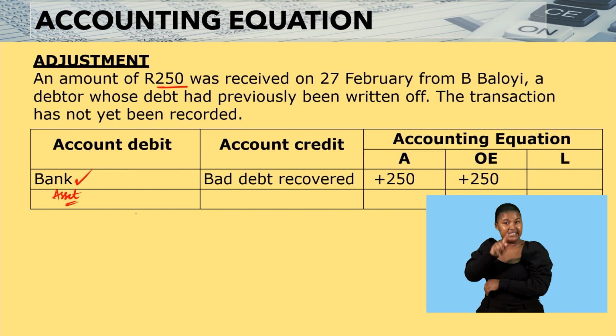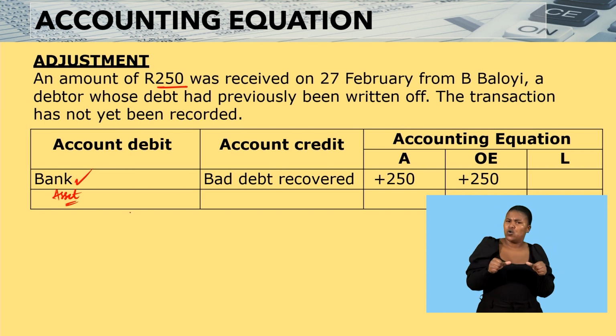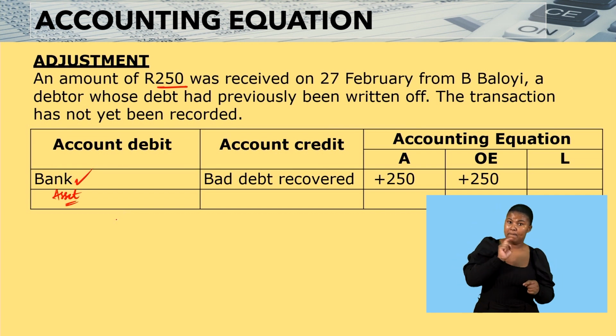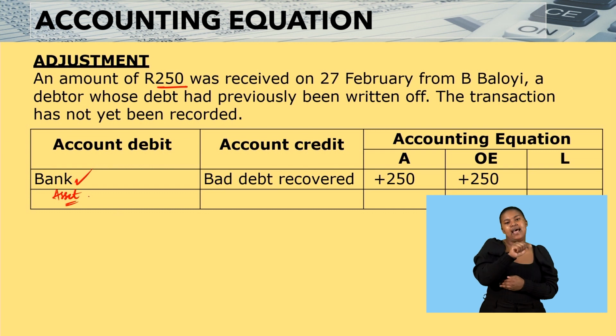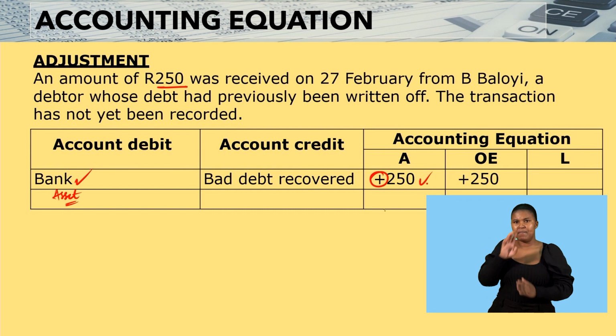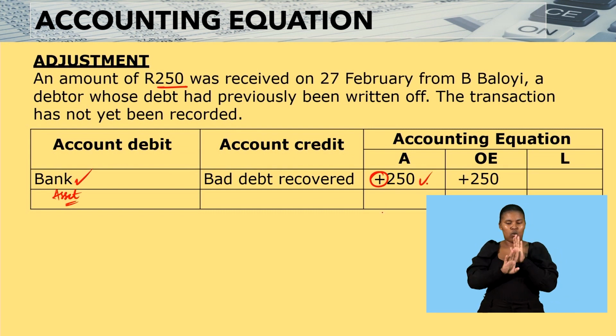When you do the accounting equation, it is very important to know your accounts. In this case, we're coming to our bank. We're considering that our bank is favorable. So we're going to say plus 250 because we are receiving money from Mr. Baloyi. Mr. Baloyi is giving us 250. So we debit bank. Once we debit bank, our assets increase, so you see it's a plus. These signs are very important. If you say plus, that means your account is increasing. If you say minus, that means your account is decreasing.